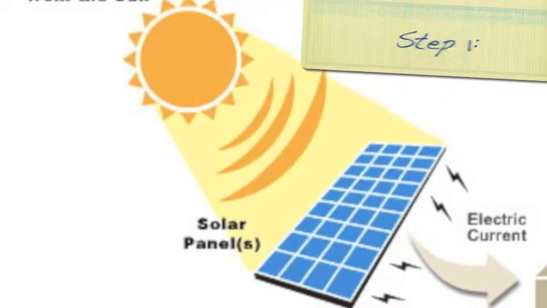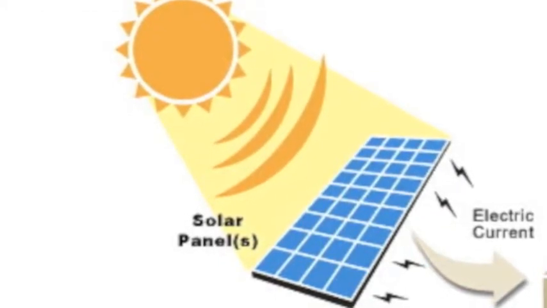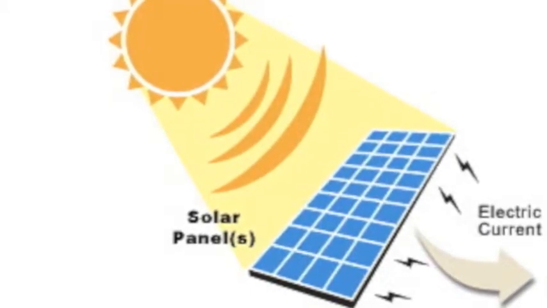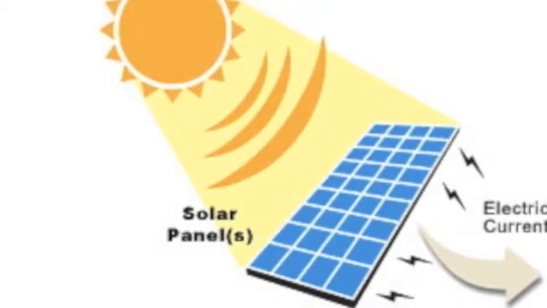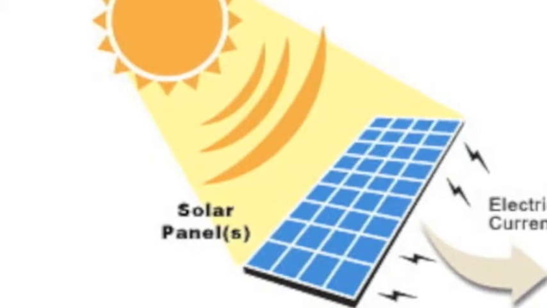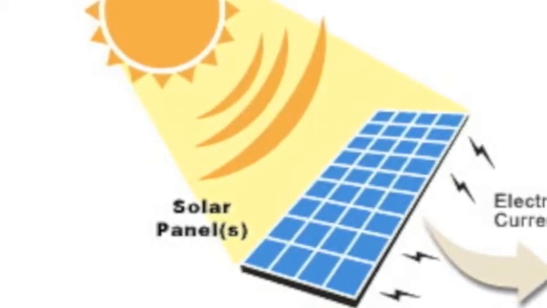Step 1. Solar cells convert sunlight into electricity using the energy of speeding photons to create an electrical current with a solar panel. When this radiation is absorbed by the solar cells, a chemical reaction occurs, causing rapid electron movement. The electrons are forced to move in one direction, creating direct current.